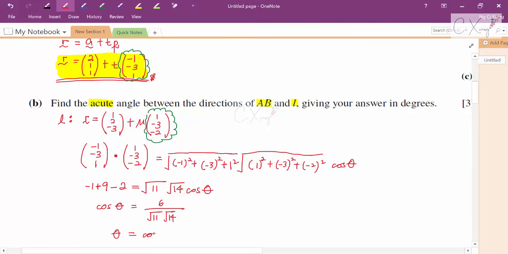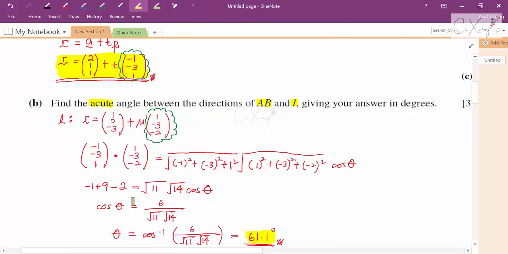Therefore, to get theta, you just take cos inverse. And very easily, by pressing the calculator, your theta should be equal to 61.1 degrees. So in this question, they already mentioned that we want the answer in degrees. So the level of accuracy for the degree answer should be to 1 decimal place. So the answer will be 61.1.